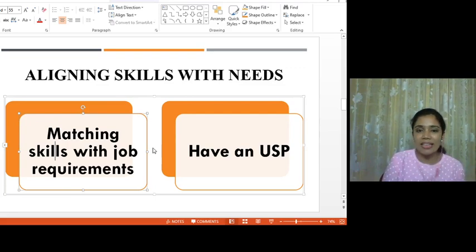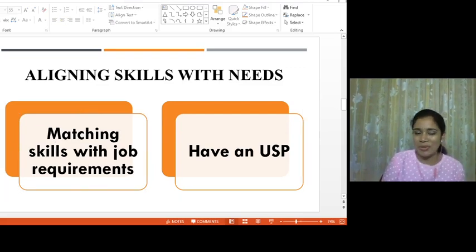It can be anything. It can be any skill which you possess. It may not be a hi-fi sounding term. It can just be being committed, being able to keep up to the deadlines. It can be anything, but you should have something, okay, as a USP.